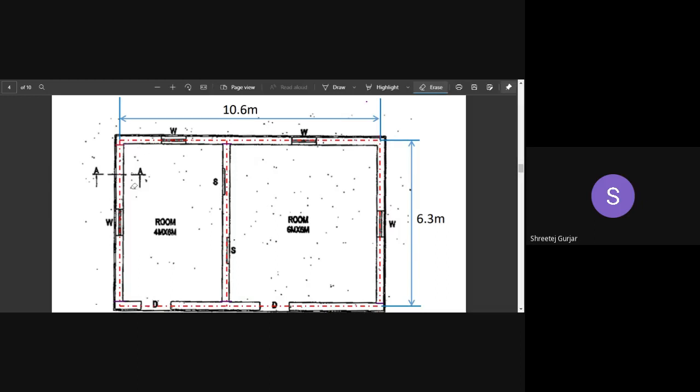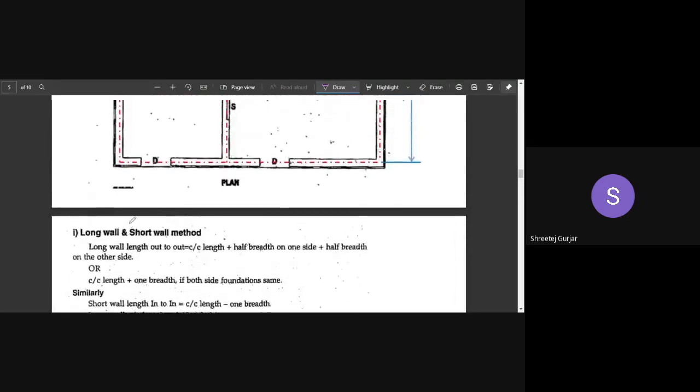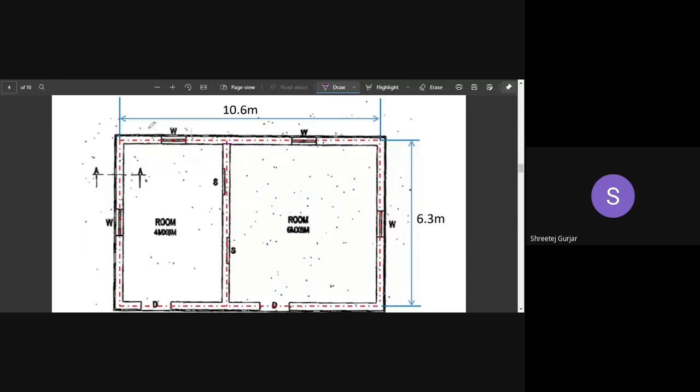Okay, so next, we have divided our plan into long walls and short walls. The next thing you have to do is calculate the center line length of your long wall and your short wall. So you have to write down, under the center line long wall short wall method, center line length of long wall is equal to, and then calculate it.